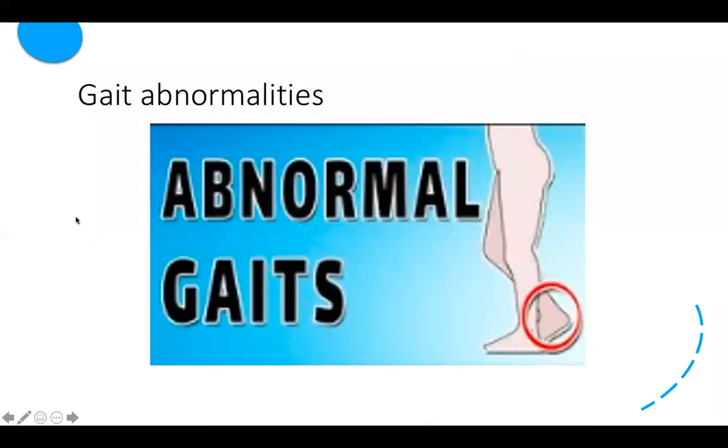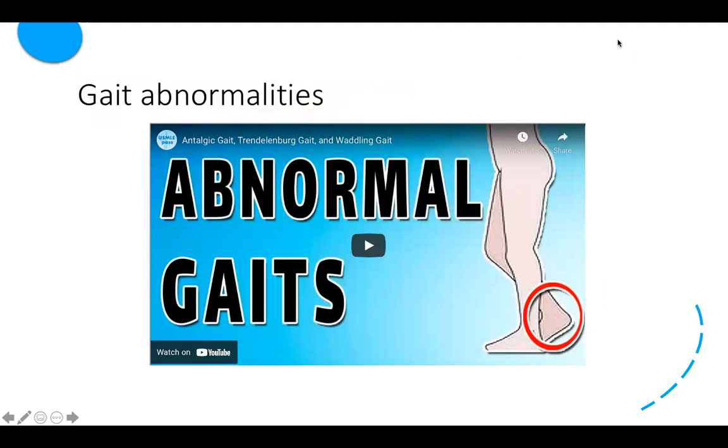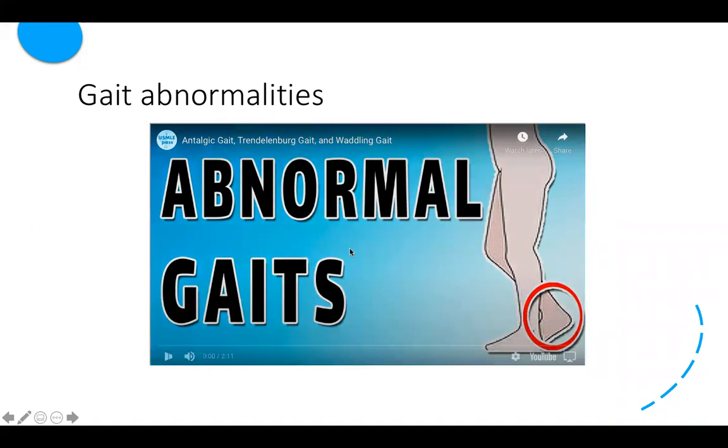So I've got a video for you guys, and it's basically going to show you different types of gaits and the abnormalities. So I request you to focus on the gaits and how different abnormal gaits look. They have briefly also touched on etiologies and stuff, but it's not an exhaustive list. So don't focus too much on that.